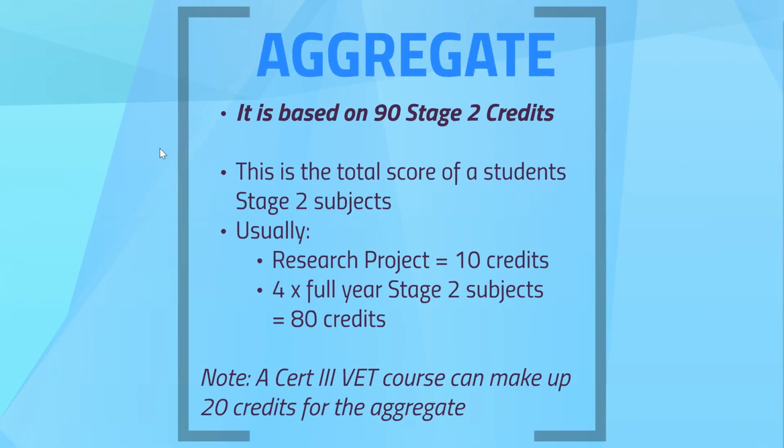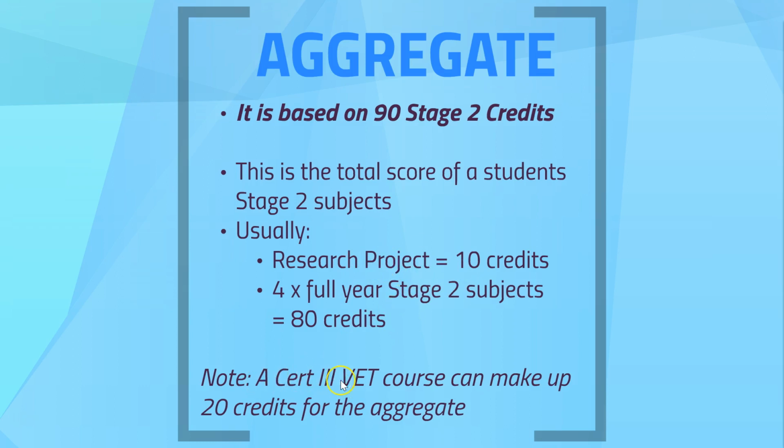So a student, if they've done those stage 2 subjects we've talked about, they will get 90 stage 2 credits. That's 4 year 12 subjects and the research project. So this makes up what we call their aggregate. If a student chooses to do 5 subjects at year 12, then this can replace the research project, but this is the normal pattern that we suggest for students.